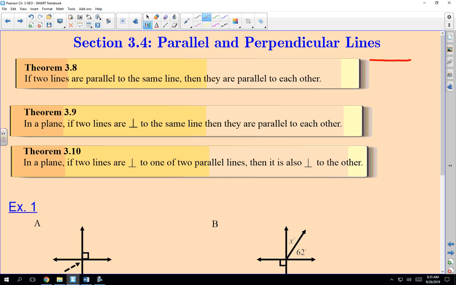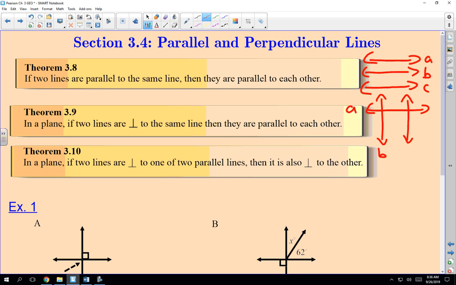So if we have line A is parallel to line B, and line B is parallel to line C, then A is parallel to C. Then theorem 3.9, in a plane if two lines are perpendicular to the same line, so you have one line here, call it A. If two lines, let's call them B and C, are perpendicular to the same line, then they're parallel to each other.